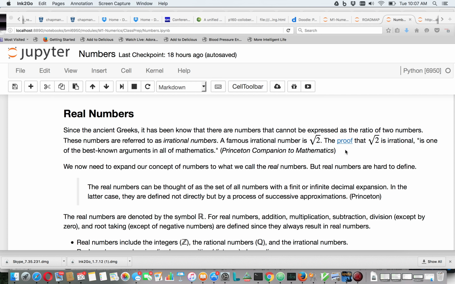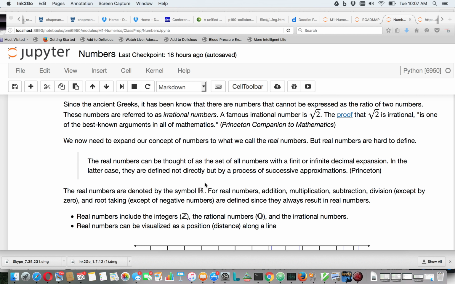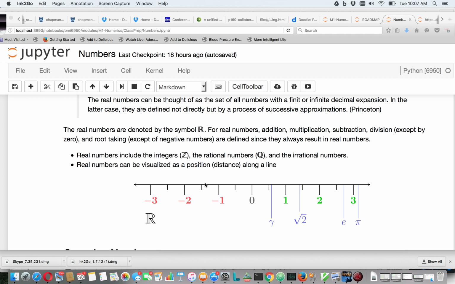And these are numbers that cannot be expressed as the ratio of two integers. A famous irrational number is the square root of 2, and here I provide a proof of why the square root of 2 is irrational. Pi would be another one. Whereas we think of integers as counting, we're going to think of real numbers as distance along a line. So this is our number line.